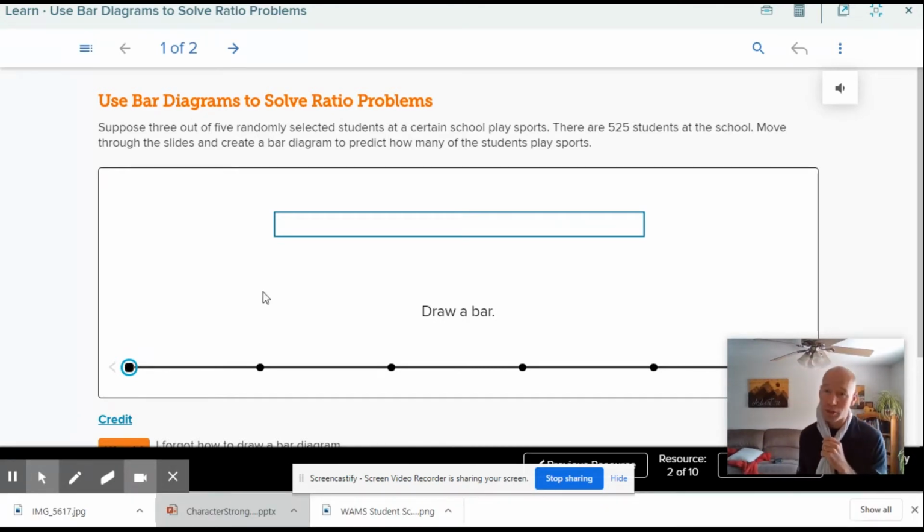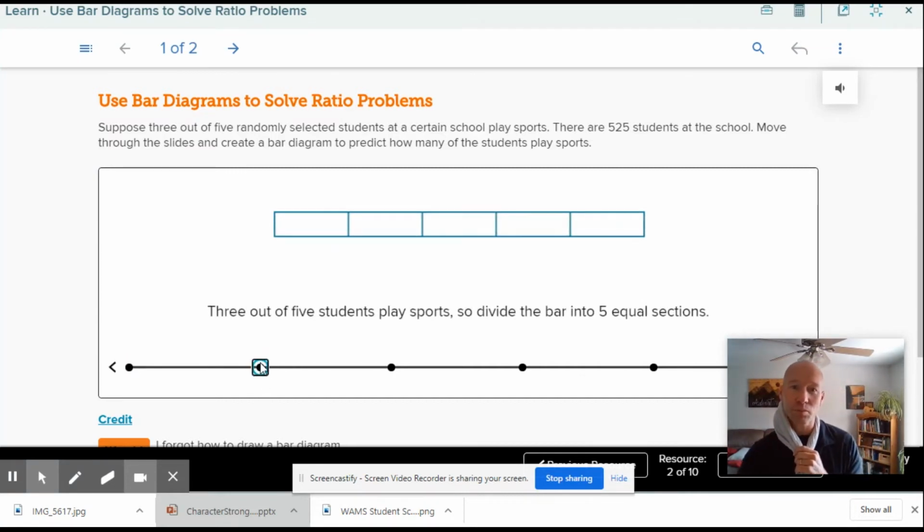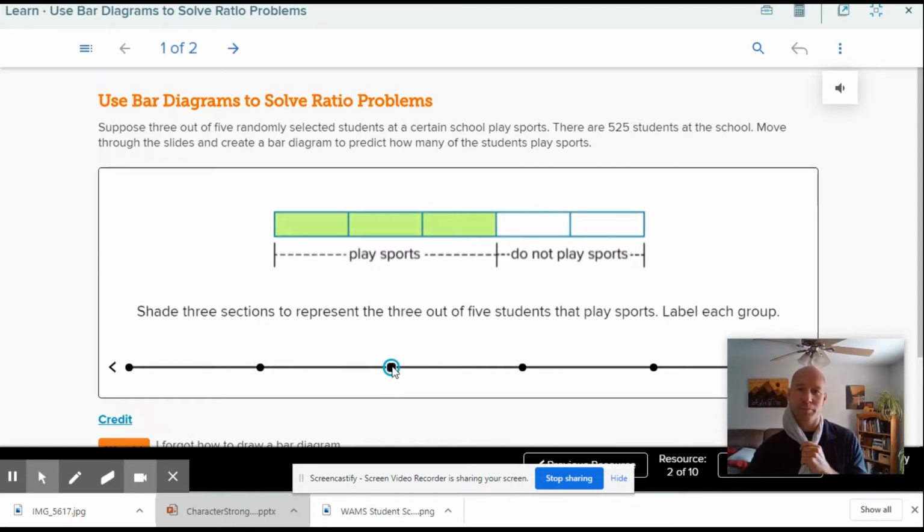So the first thing I'm going to do on my page is I'm going to draw a bar. So I got my paper down here. I'm going to draw my bar. The next thing I'm going to do, and you're going to copy this at home. 3 out of 5 students play sports. So we're going to divide our bar into 5 equal sections. So I'm going to divide my bar and go to the next one. I'm going to shade in 3 sections to represent the 3 out of 5 students that play sports.